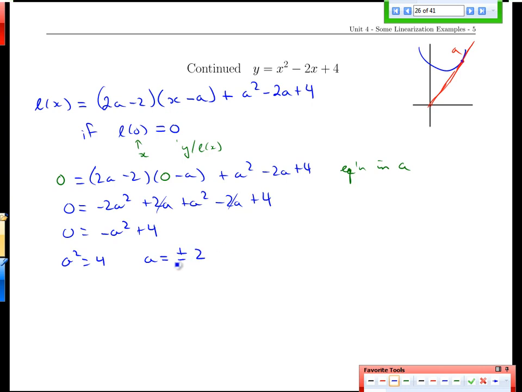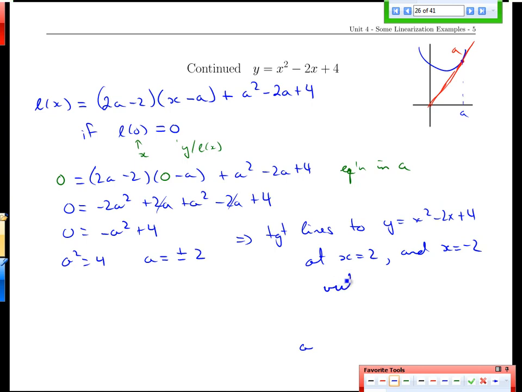Now remember how we defined this. a was the point on the graph, particularly the x-coordinate, for the linear approximation. And we just found that if a is equal to 2 or negative 2, our straight line approximation will go through the origin. So tangent lines to y equals x squared minus 2x plus 4 at the points x equals 2 and x equals negative 2 will pass through the origin.